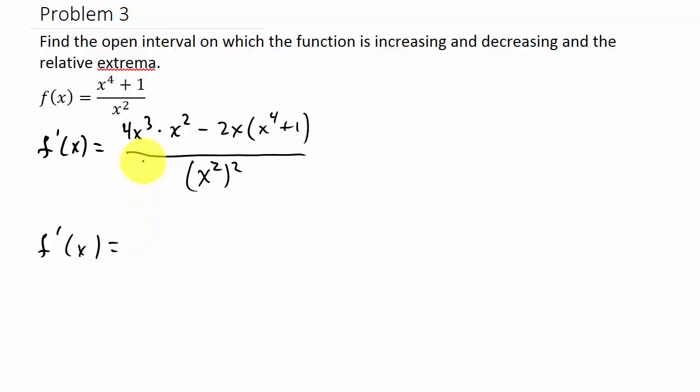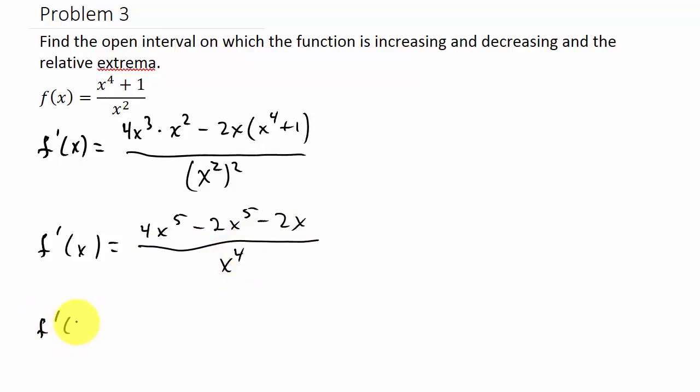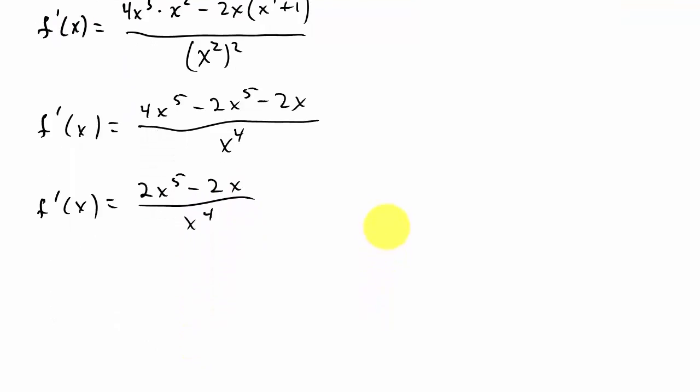So that is going to be 4x to the fifth minus 2x to the fifth minus 2x, and that's all over x to the fourth. And so f prime of x is equal to 2x to the fifth minus 2x over x to the fourth. Okay, so there's our first derivative.